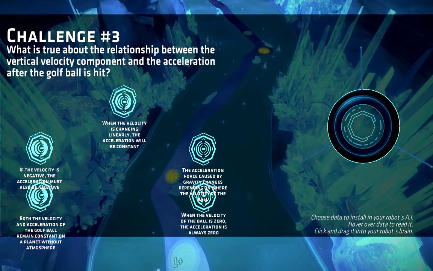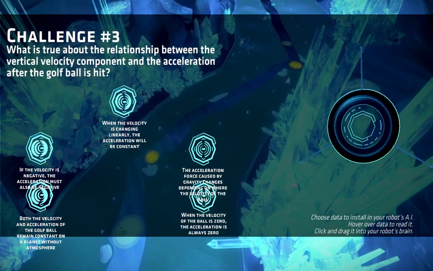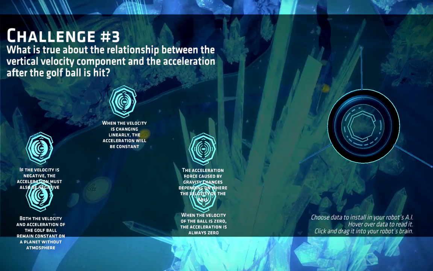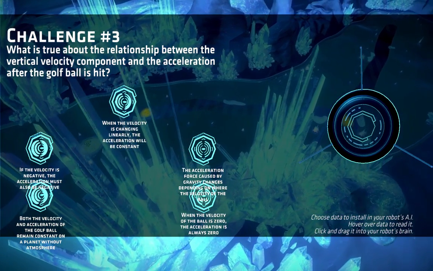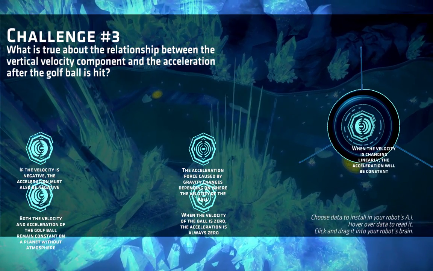Let's look at our option. When the velocity is changing linearly, the acceleration will be constant. And this actually, it was lucky that it was front and center, but this is actually what was occurring. Acceleration being constant means unchanging, there's no slope. Changing linearly is implying that it has a slope and it's a line, much like what we saw. So I'm going to pick this one.